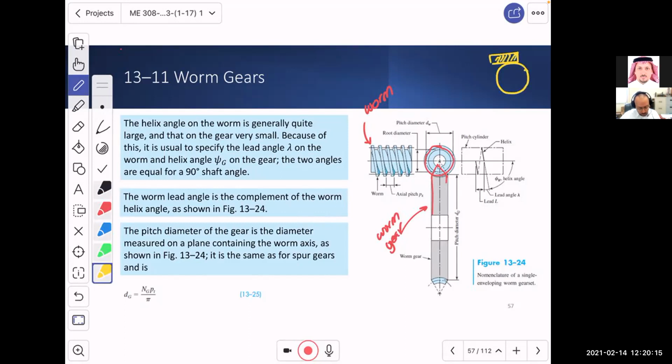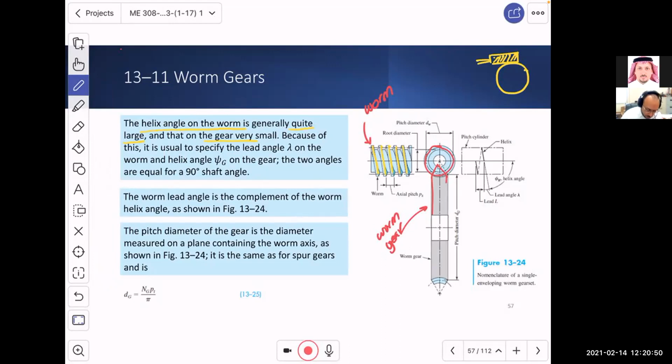All right. Now, here, we have this sense of helix angle. You see that? The teeth are cut with an inclined angle. But as mentioned here in the book and in the slide, usually the helix angle on the worm is quite large, and it is very small on the gear.